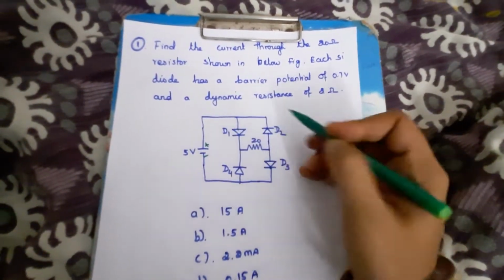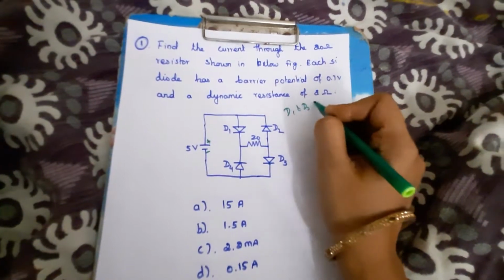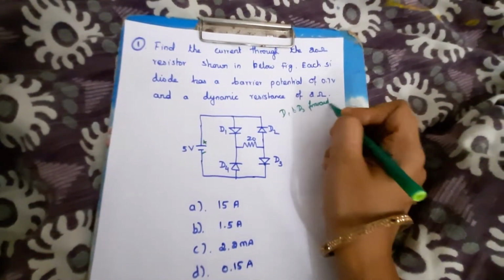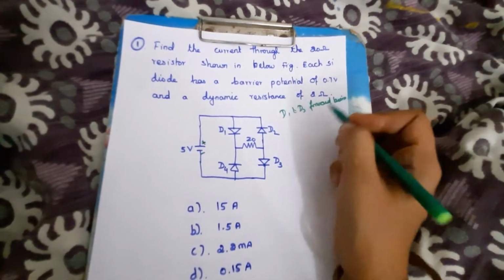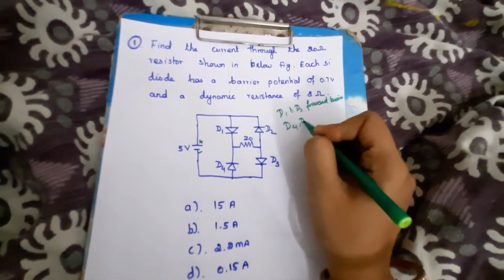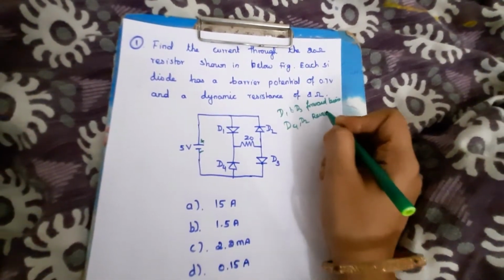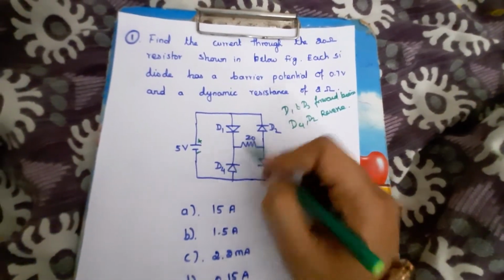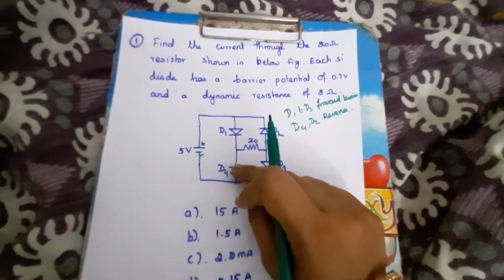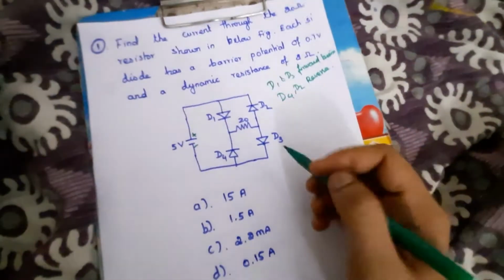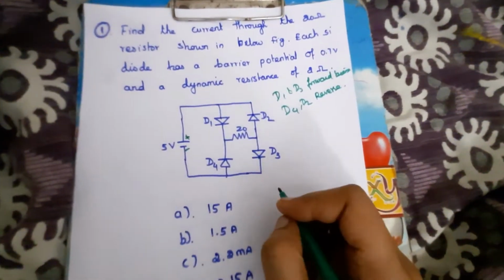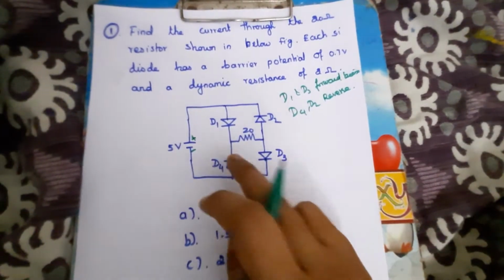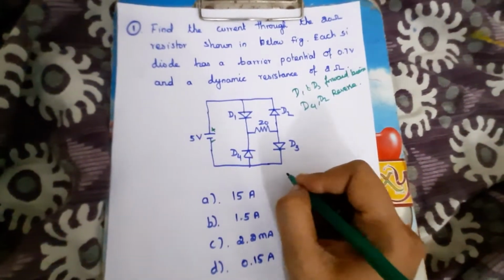So diodes D1 and D3 are forward biased. The other two diodes, D4 and D2, are reverse biased. So this line and this line act as an open circuit. Now first we redraw the circuit using the equivalent diode circuit.